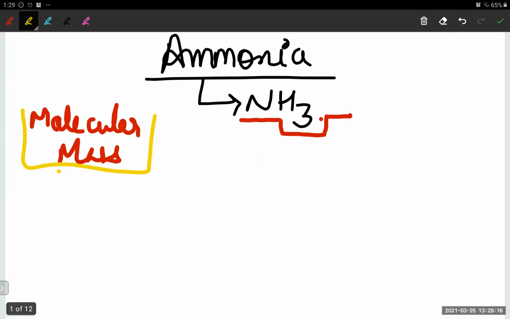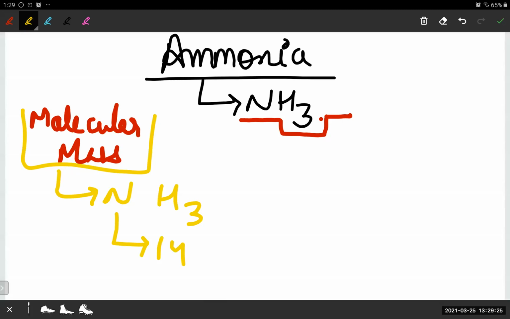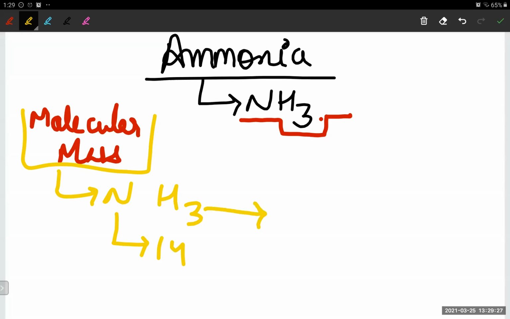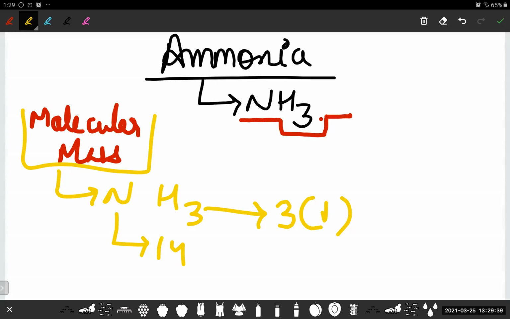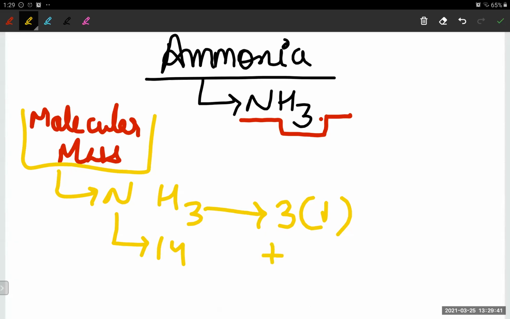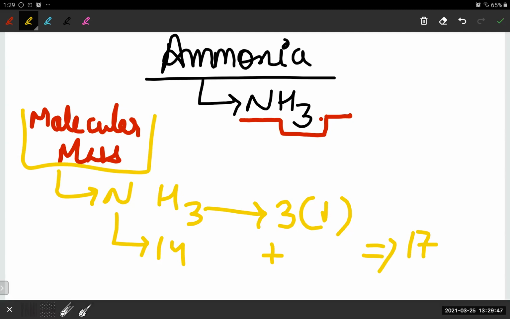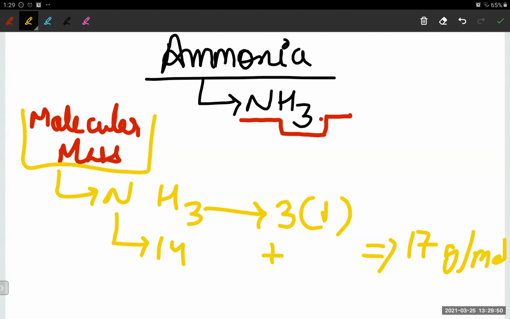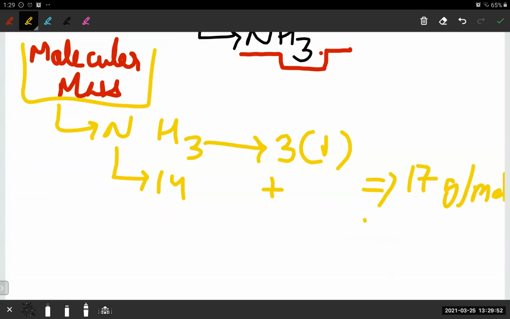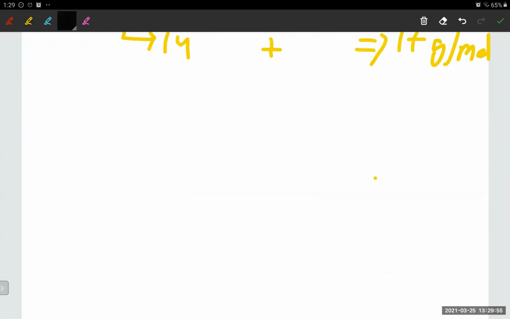See, molecular mass will be what? N, H, and 3, right? So N is having a mass of 14 AMU, and hydrogen is having the mass of how much? 3 into 1. That means 3 hydrogen atoms are there, and one weight is how much? 1 AMU, that is atomic mass unit. What will it be? 14 plus 3, it will be 17 grams per mole or atomic mass unit. You can just write it grams per mole or atomic mass unit according to you. Okay. So that was all regarding the molecular mass. I hope that everybody has understood.